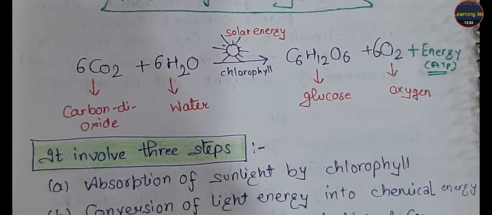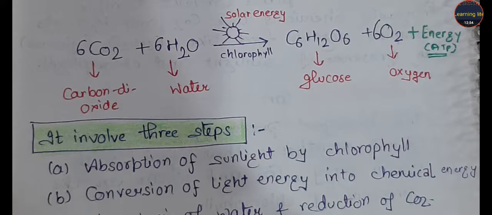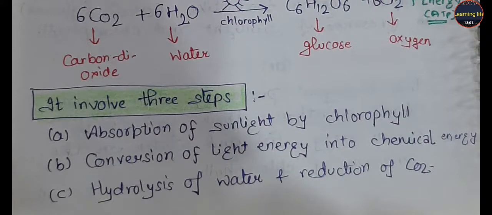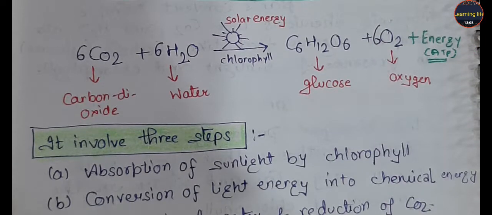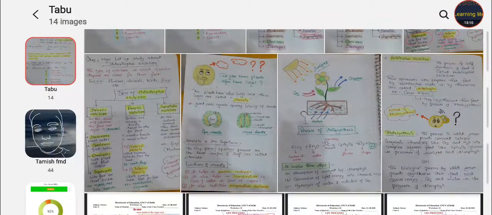Students, here three steps are taken: first, chlorophyll absorbs the sunlight; second, it converts light energy into chemical energy; and lastly, hydrolysis of water and reduction of the carbon dioxide gives us glucose. Okay, students, let's move back to our worksheet.